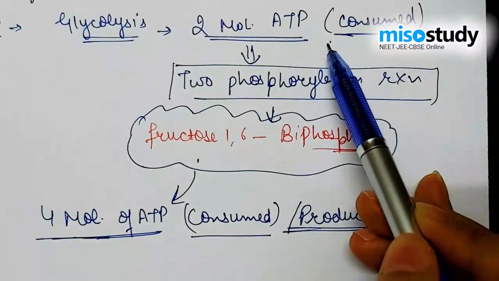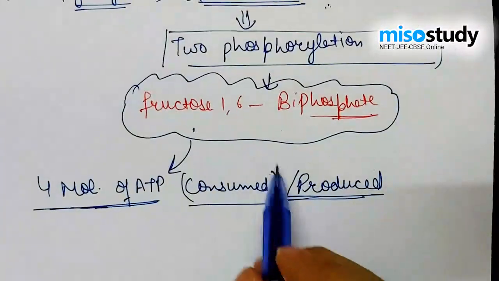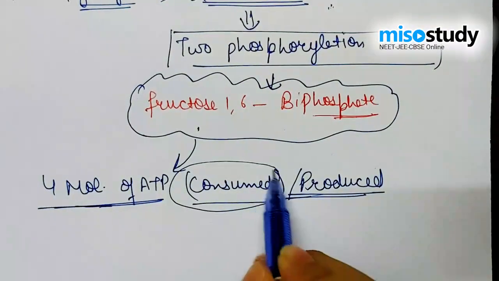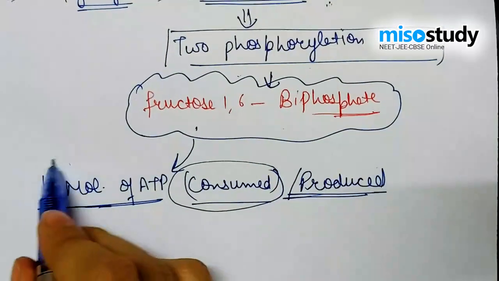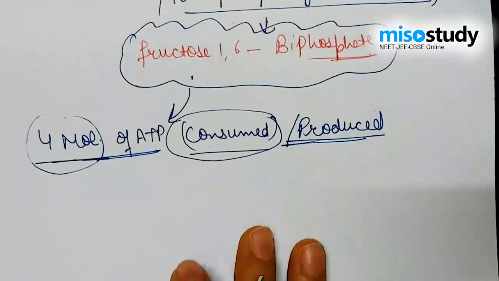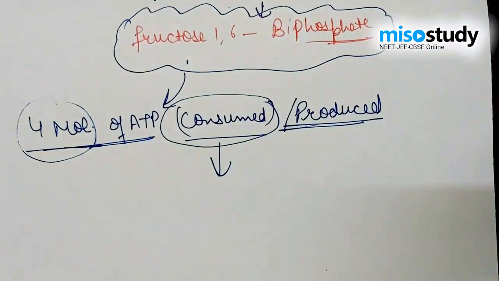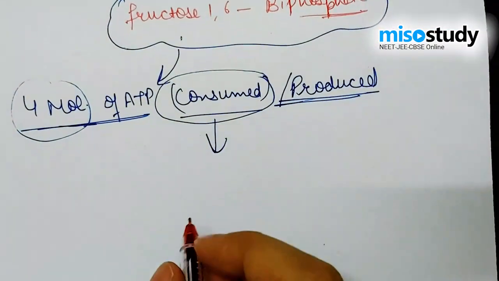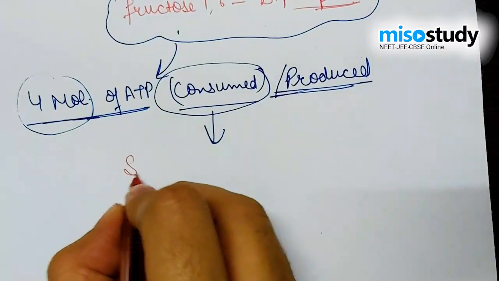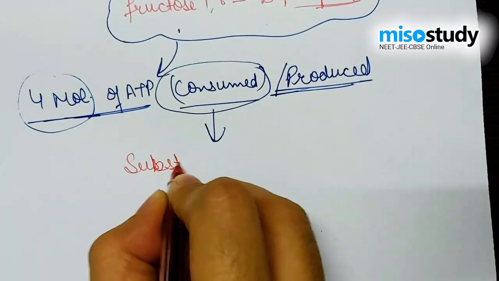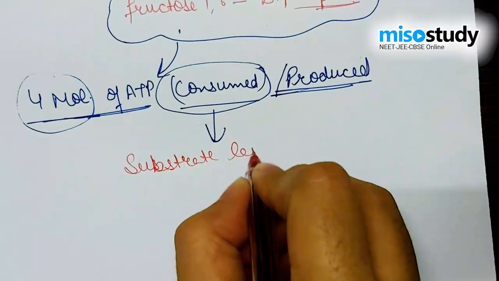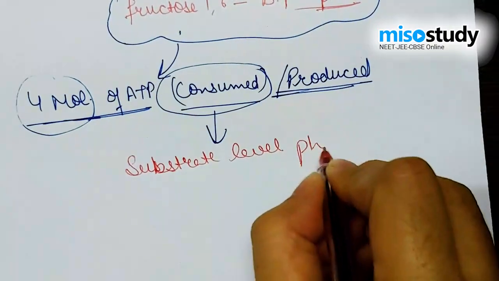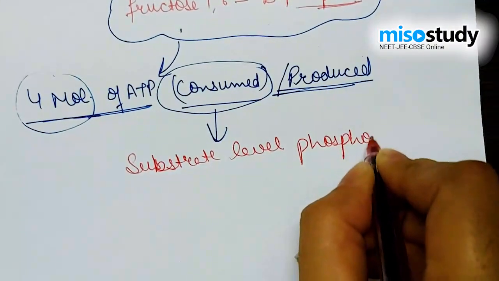These 4 molecules are, except that 2 molecules which we consumed earlier for the phosphorylation, and in that, 4 molecules are produced, generally produced by the substrate level phosphorylation.